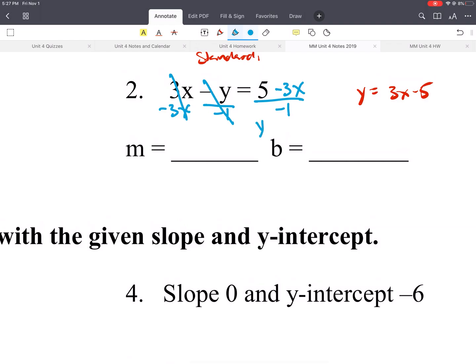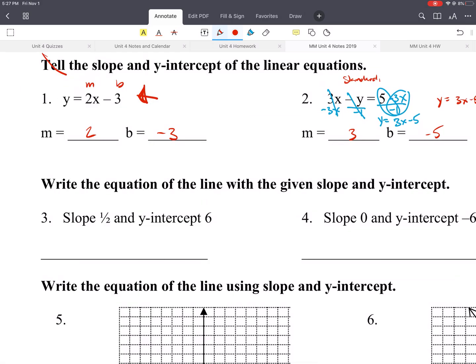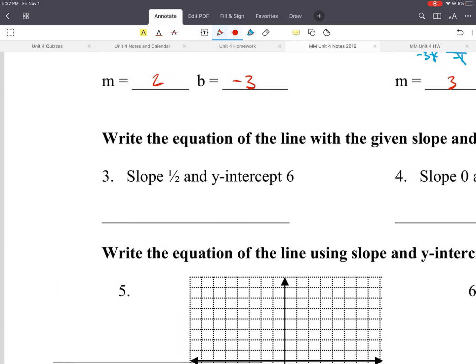Okay, you'd get y equals, now we'd have a positive 3x, and we'd have a negative 5. Okay, they're the same. All right, so then we want to write down our m. Well, m is 3, and b is negative 5. Okay, so we went from equations to finding the slope and y-intercept.